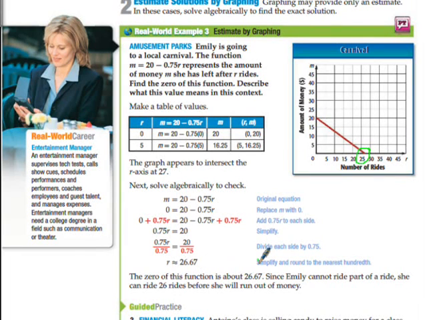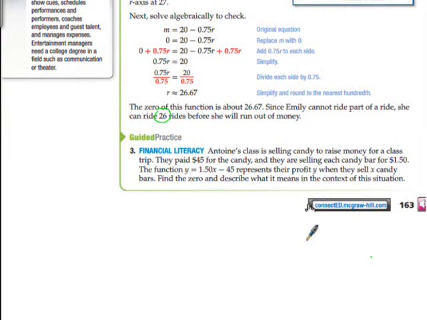Now you can't ride 2/3 of a ride. That doesn't make any sense. And we can't round up in this instance because she doesn't have enough money to ride up. So the answer is then 26. Okay? So let's take a look at this one right here.